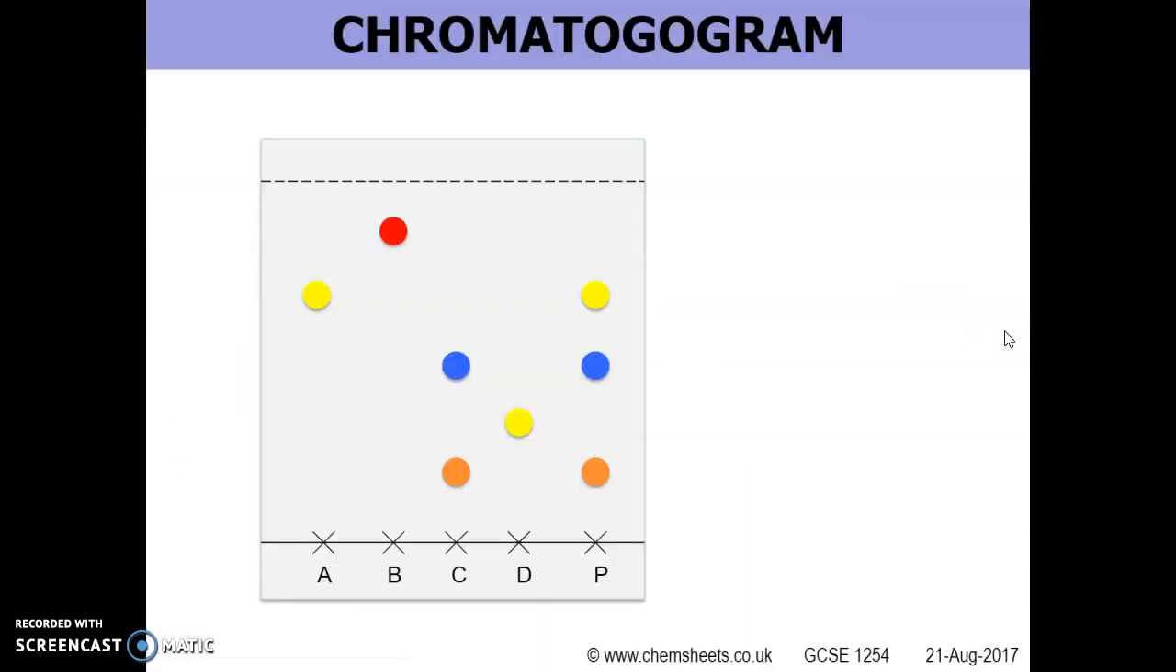So now, here is a chromatogram. Unknown substance P and A, B, C and D known substances. Okay, first of all, can you deduce how many different substances make up the mixture P? And secondly, can you deduce which of A, B, C and D make up P?